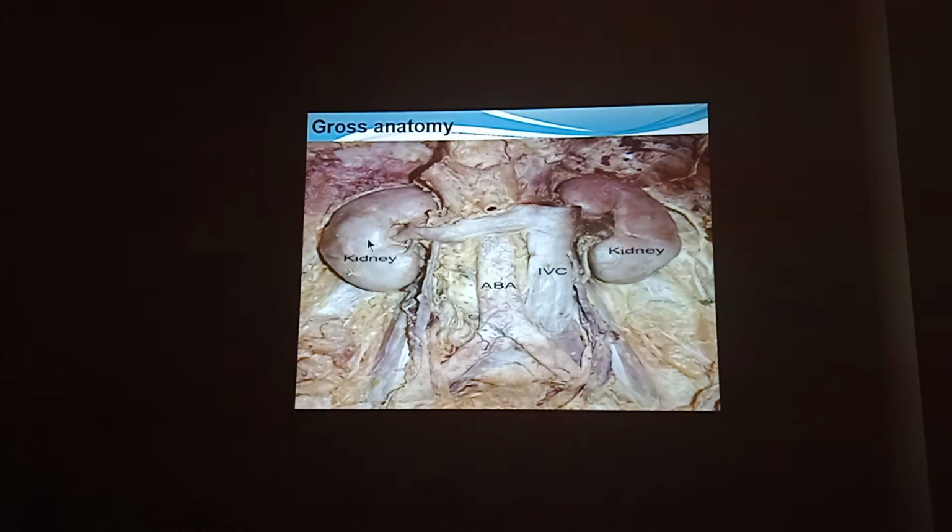It is seen somewhat laterally, and the distance of upper pole from the midline is 2.5 centimeter. Then the hilum is 5 centimeter, and the lower pole, the distance from the midline is 7.5 centimeter. So the longitudinal axis is like this. Inferiorly, it is going somewhat laterally, and it is a retroperitoneal organ. It lies against the L1, L2, L3 vertebra.